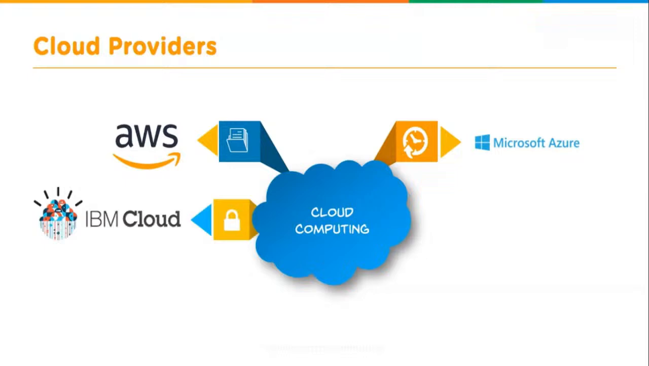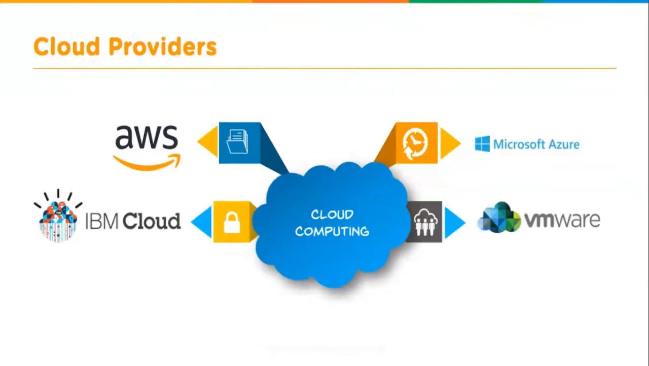IBM Cloud is a cloud computing service offered by IBM, and IBM Cloud includes infrastructure as a service, software as a service, platform as a service. Now the difference here is that it is offered through public, private, and hybrid cloud delivery models. Then VMware, on the other hand, is a subsidiary of Dell Technologies, and it provides cloud computing and platform virtualization software and services. It was the first commercially successful company to virtualize the x86 architecture.